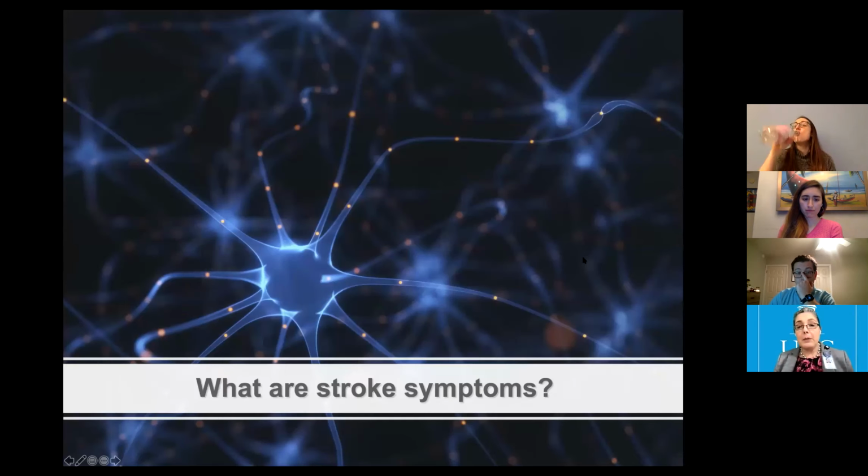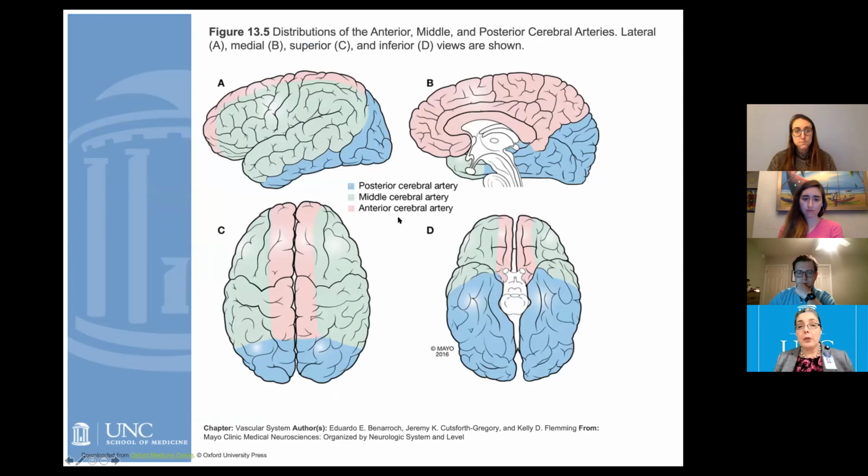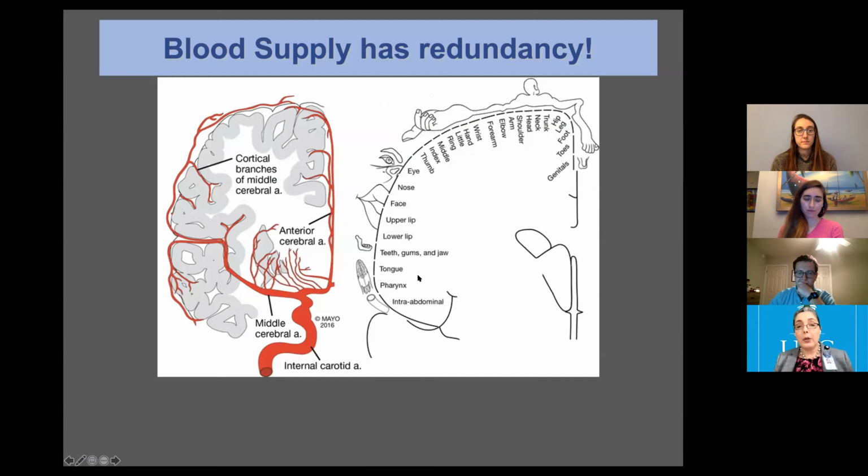So what are stroke symptoms? Well, Sarah has already shown you these pictures. We have these territories of blood flow: the middle cerebral artery, the anterior cerebral artery, the posterior cerebral artery. This is looking from the side. This is looking from the top. And as a result, if you have a stroke where you lose blood flow to one of these areas of the brain, we know exactly what symptoms occur.